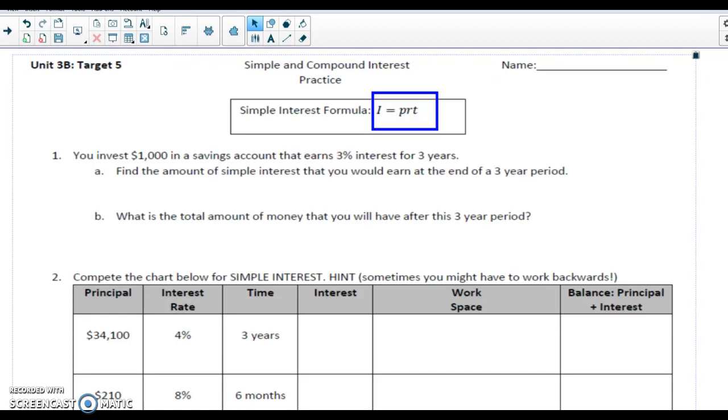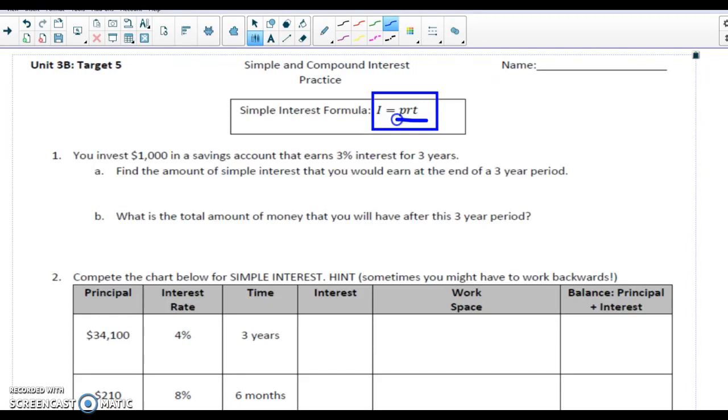For the simple interest formula, you're going to use I equals PRT, and all of this gets multiplied together. I stands for the interest, so it'll calculate how much interest you make. P stands for principal, R stands for rate, make sure you write it as a decimal, and T stands for time. It's literally just plugging things in the right spot in your calculator, it all gets multiplied together and tells you the interest.